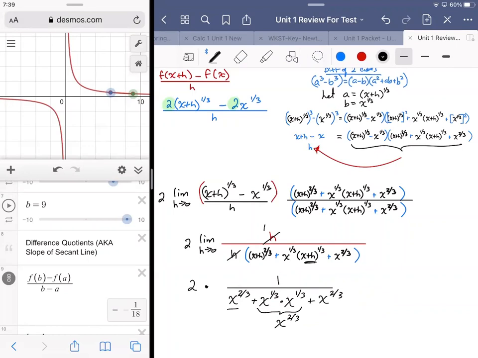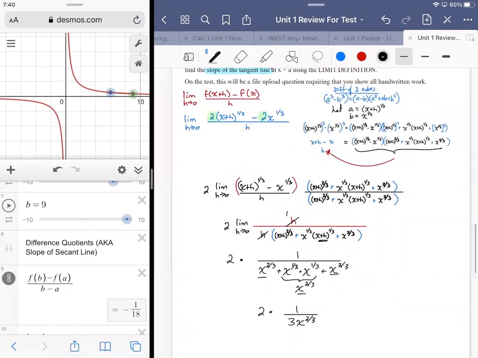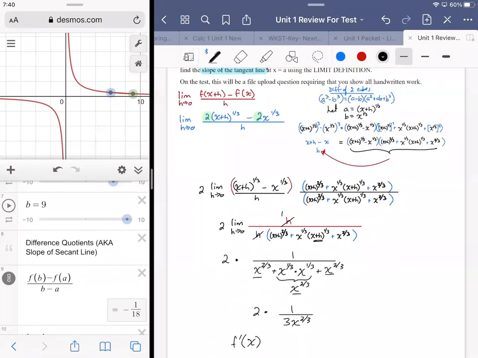So I have 1, 2, 3 x to the 2/3, and so 2 times 1 over 3 x to the 2/3 would at long last give me my derivative f prime of x, 2 over 3x to the 2/3, which is equivalent to 2/3 x to the negative 2/3, which is what you would have got with the power rule, which is incredibly infuriating if I were a student. But yeah, it's a rite of passage. Right? We all have to do it.